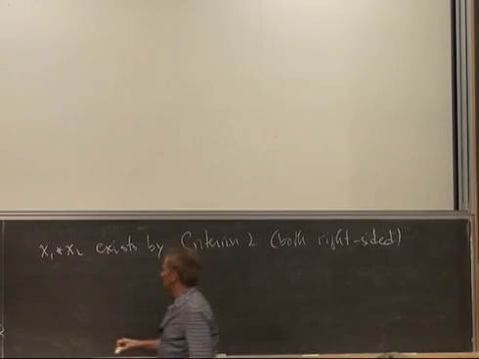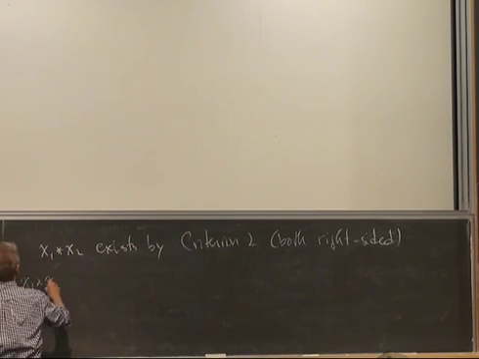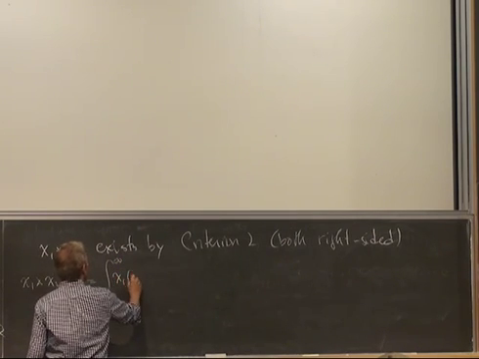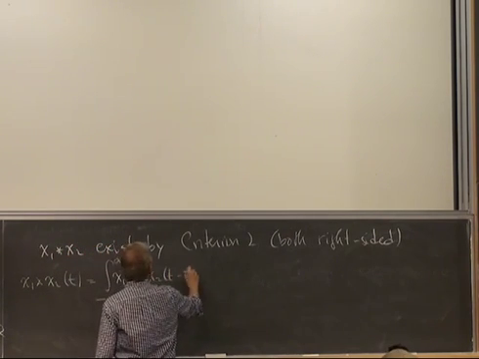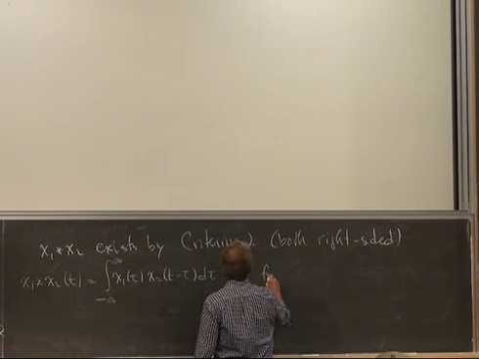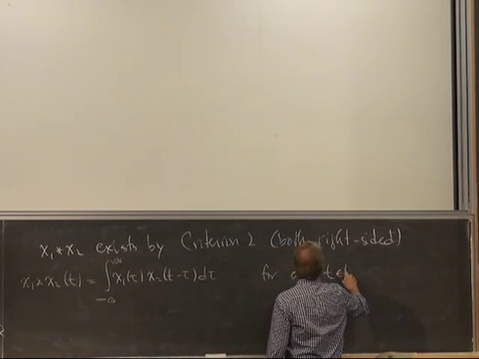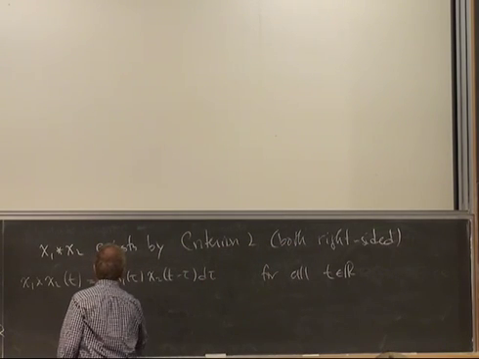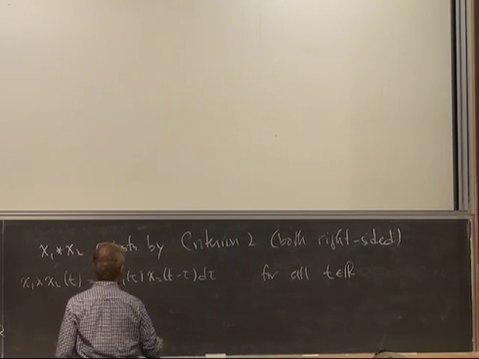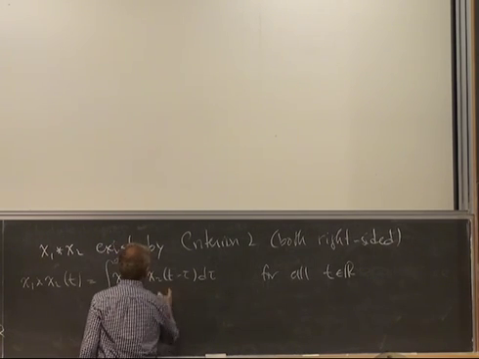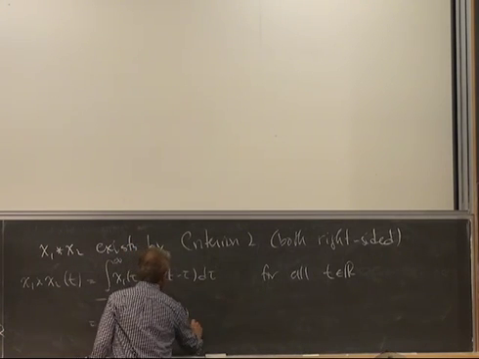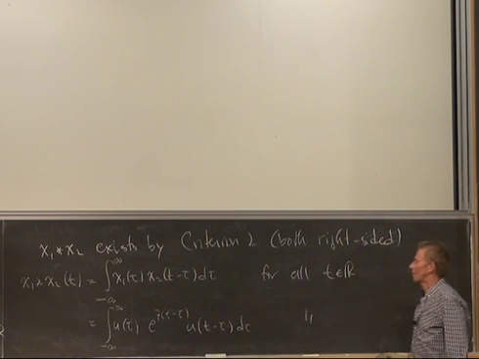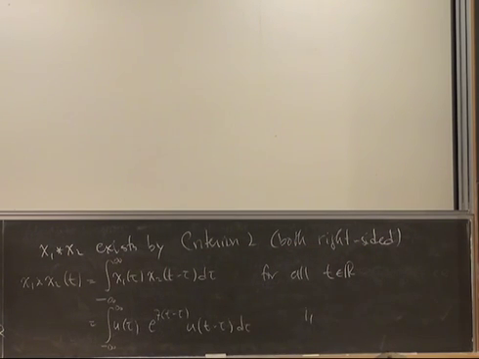So anyway, let's compute it. x1 convolved with x2 of t is, by the basic definition, the integral of x1 of tau, x2 of t minus tau, d tau, and that's for all t. Now let's plug in what x1 and x2 are. x1 is a unit step, so it's u of tau. x2 of t minus tau is e to the 7 t minus tau, u of t minus tau, d tau. Still for all t. That's what we have to figure out.